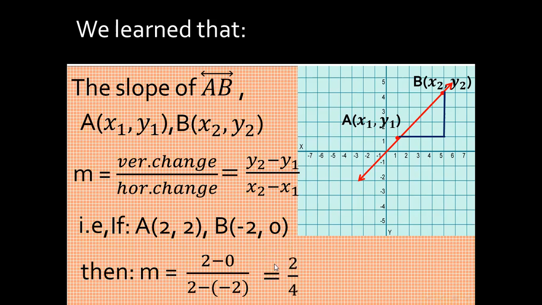And 2 minus 0 equals 2. 2 minus negative, we can convert it into plus. 2 plus 2 equals 4. And 2 over 4 can be written in the simplest form as 1 over 2. And this is the slope of the straight line which passes through the 2 points A and B.